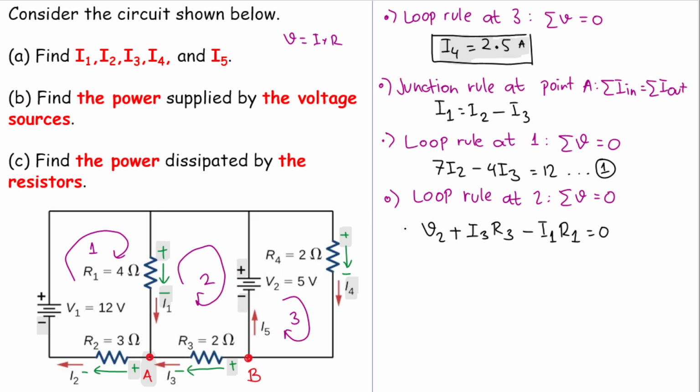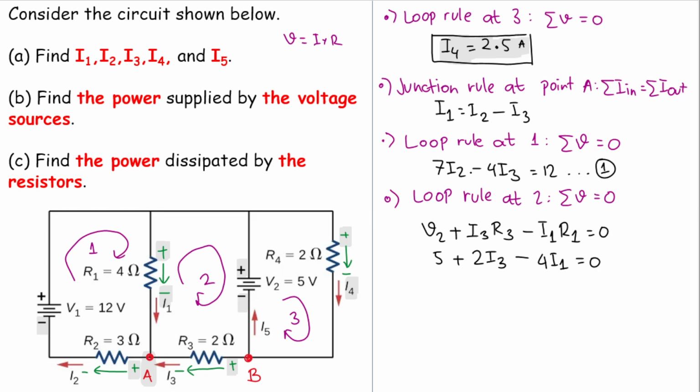Okay. And then what is V2? I will have 5. And then plus R3. R3 is 2 ohm. So I will have 2 I3. And then minus I1 times R1. R1 is 4 ohm. So I will have 4 I1. Good. All of that will equal to 0.